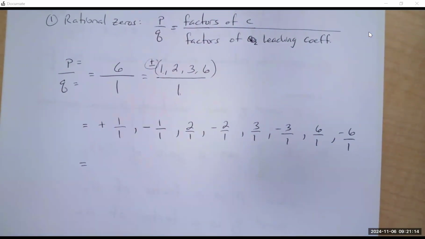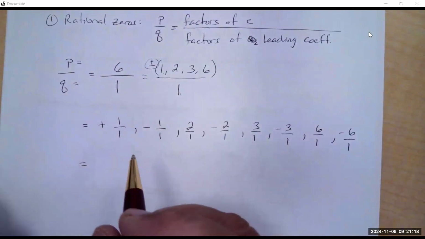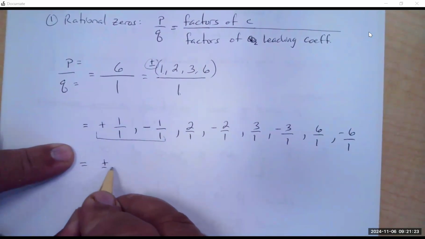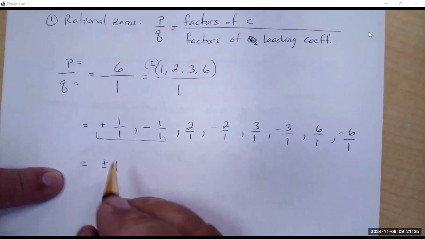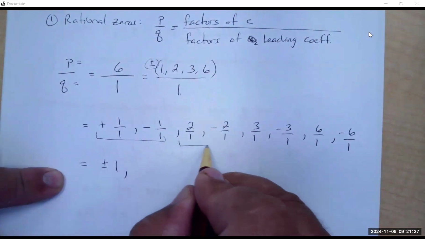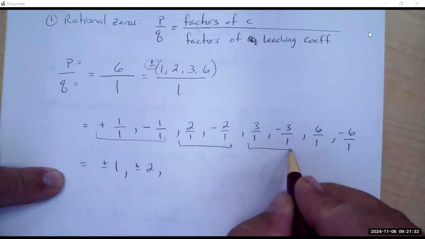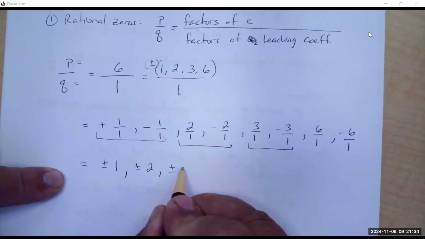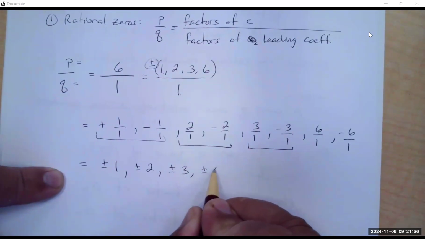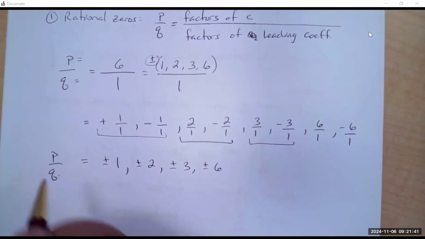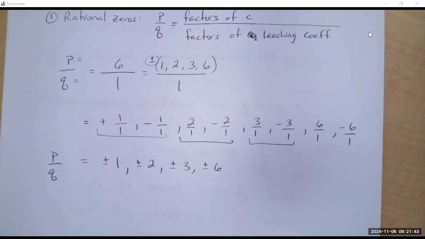So our rational zeros, they can be positive or negative 1, positive or negative 2, positive or negative 3, positive or negative 6. Those are my possible rational zeros.